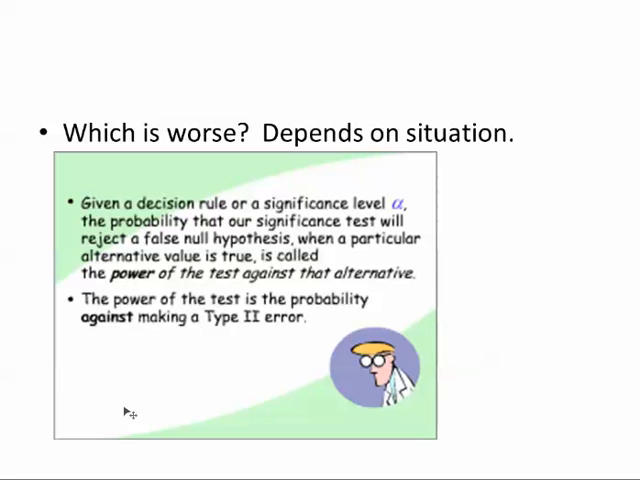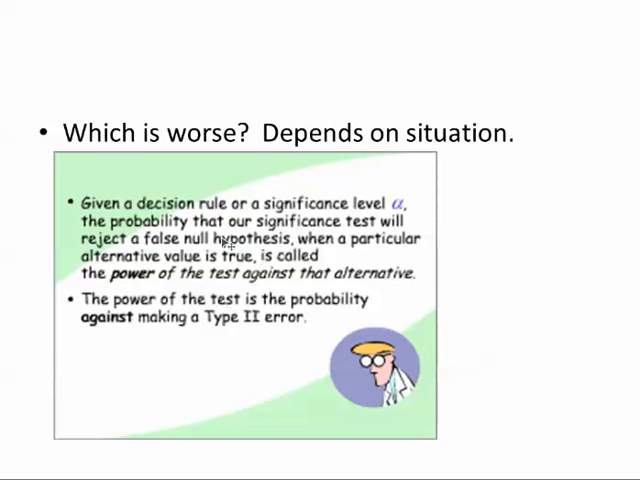Given a decision rule, or a significance alpha level, the probability that our significance test will reject a false null hypothesis when a particular alternative value is true is called the power of the test against that alternative. The power of the test is the probability against making a type 2 error.